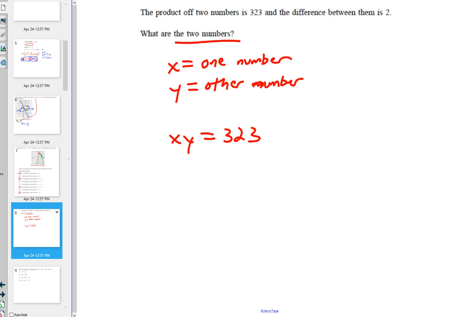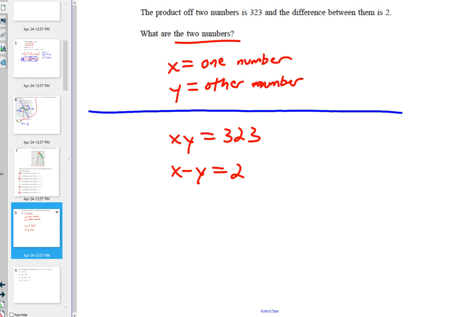The difference between the two numbers, what does difference mean? Subtract, and it doesn't matter. You call one of them one thing, you call the other the other. It doesn't matter. But let's just do x minus y. The difference, x minus y, is equal to 2. So now we want to solve. Assuming that we're not going to graph this, what are the two algebraic methods for solving systems of equations? If you have two unknowns, you need two equations. I just wrote two equations. What were the two algebraic methods we learned?